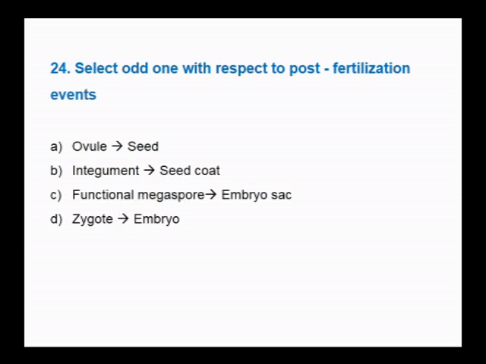Select the odd one with respect to the post-fertilization events. So, what happens after fertilization in the case of plants? Ovule develops into a seed. Of course, ovule develops into a seed. Correct. Integuments become seed coats, namely the testa and tegmen. Outer integument becomes testa, inner integument tegmen. That's also correct. Functional megaspore develops into embryo sac. It is not a post-fertilization change. It occurs before fertilization. Zygote develops into embryo.